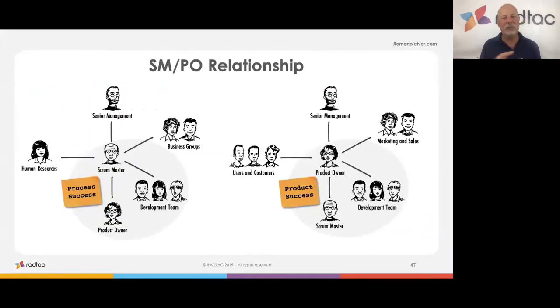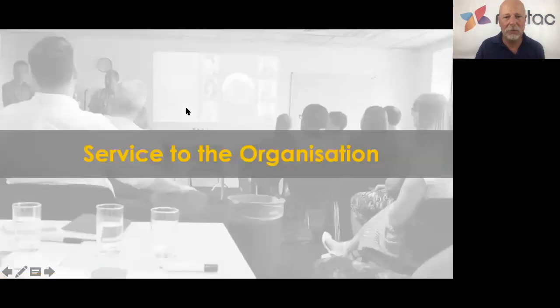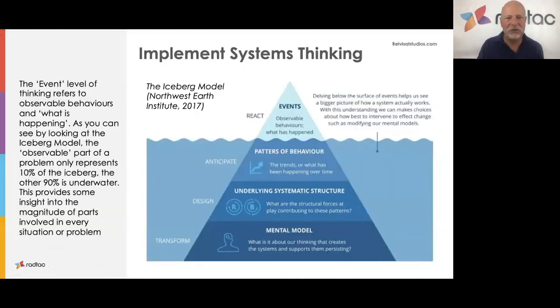And then the relationship between us and them is really this. So the product owner is going to be looking at product success or outcome success. What we're going to be looking at is how do we do it? How do we make it operate effectively? And then lastly, service to the organization.